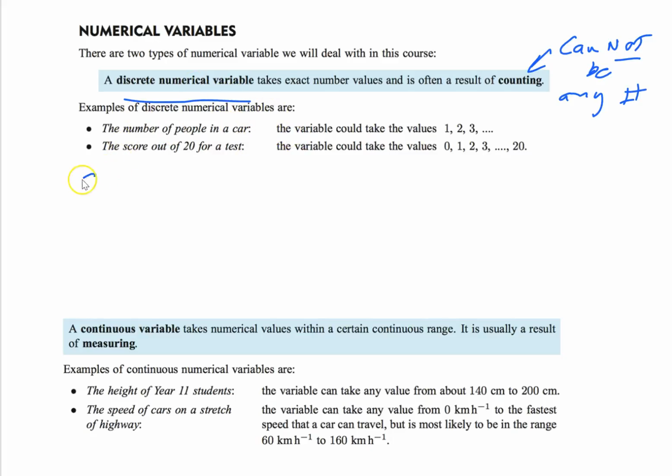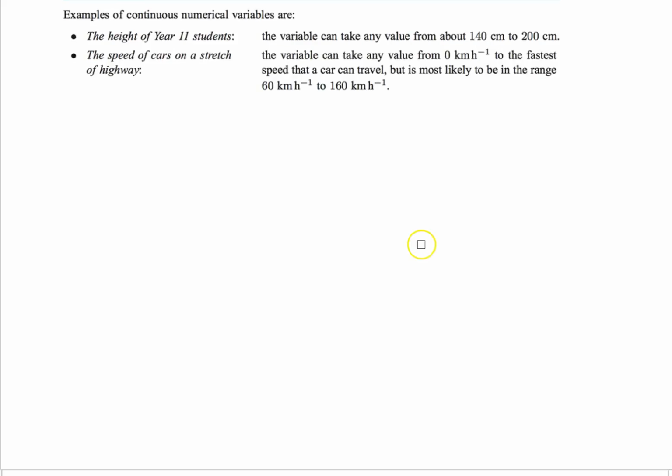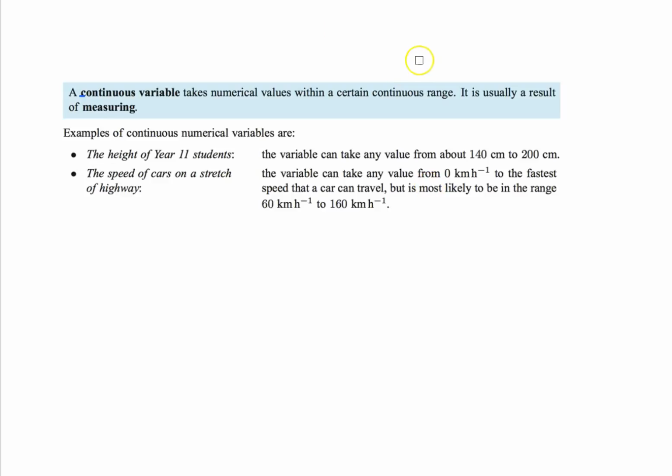I always like to say shoe size. Just think about shoe sizes, right? They come in like 4, 4.5, 5. You can't get a 5.136 shoe. So that's discrete. The other type of number is continuous. Now, continuous could be any number. That's the key thing about continuous. Any number is possible.